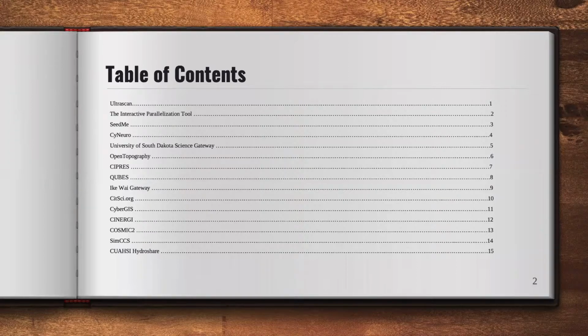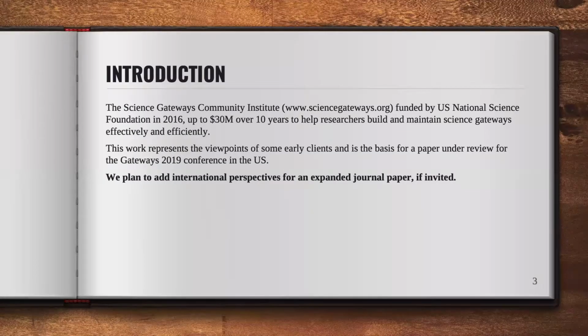So these are some of the gateways that we featured. What I started with was clients of SGCI. So a next step in this work is to reach out to international gateway developers. If we get invited to submit a longer journal article on this topic, that's what we're going to do, incorporate more perspectives. But this started out with SGCI clients. Those of you in the room have heard a lot about SGCI at this conference, so I don't have to go through this a lot. But in our work helping gateways improve what they offer, impact measurement has been a key part of that work. And I already mentioned the international perspectives.